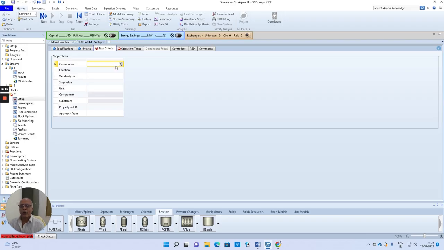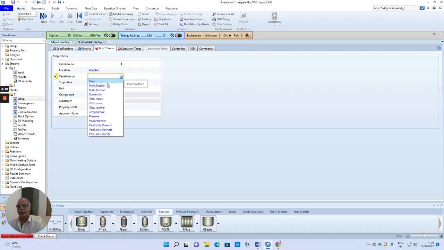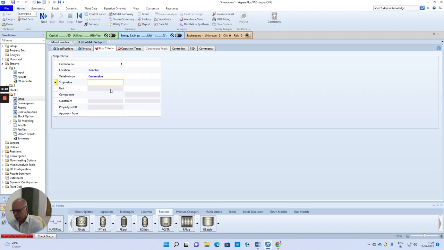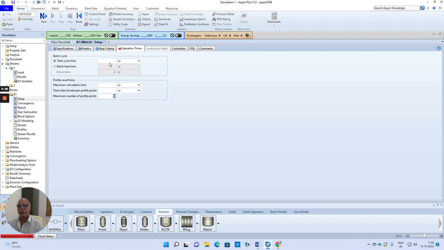So criterion, where do you want to stop? I wanted to obtain a conversion of 30% in the reactor. So stop value is 0.3. Component is maybe acetic acid. I think it is the limiting reactant. So we have addressed this stop criteria. Let us say operation times. So you were given some idea. Even if you don't have an idea, you can assume some value.